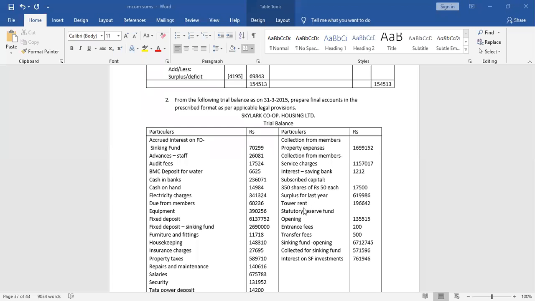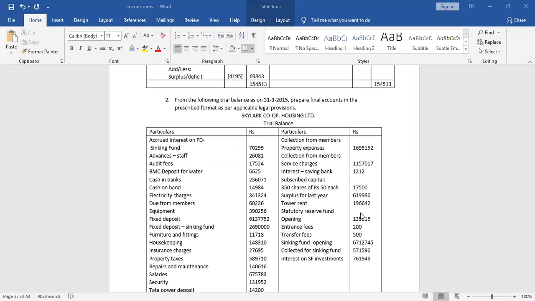Then we have tower rent. Tower rent will come under other income. Tower rent. If you give your tower for any function, you will get the rent from the members only. So this is tower rent. This is other income of the housing society.